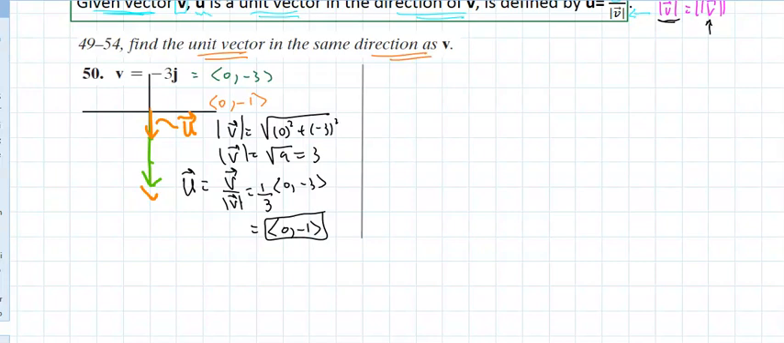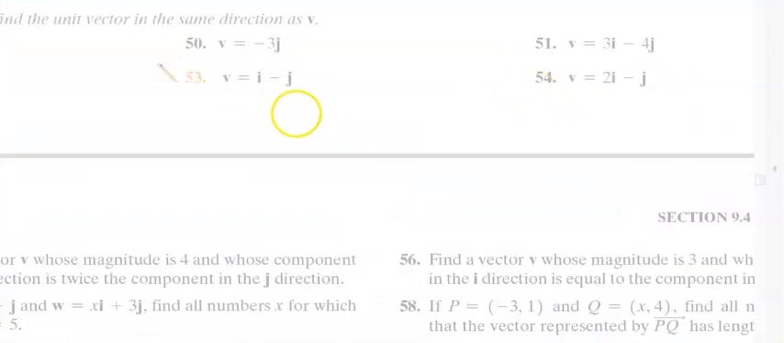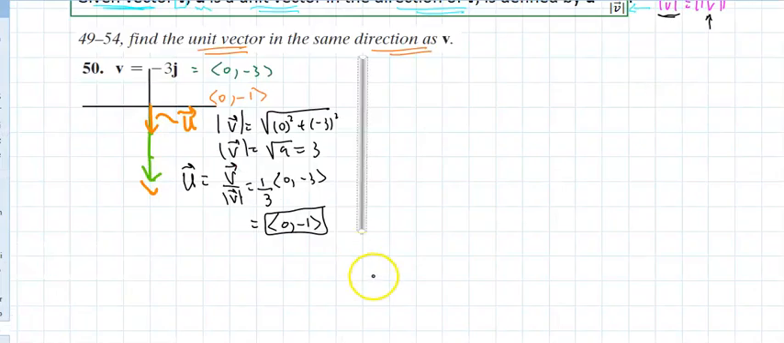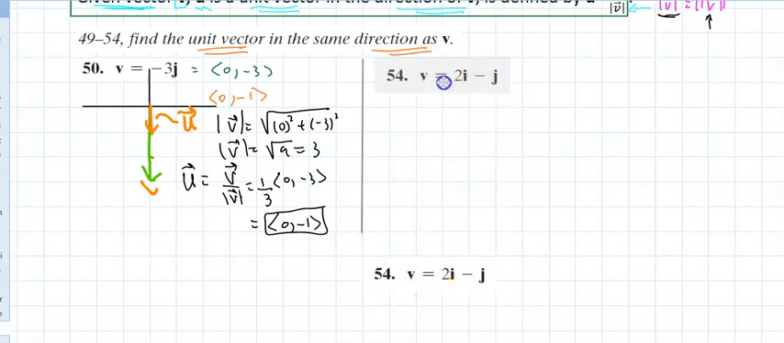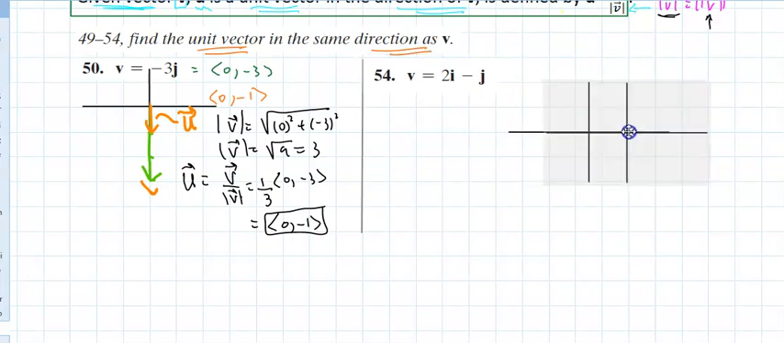I'd like to look at another problem. Let's say we're looking at something like 54. So here, if I really glance at this graphically, well, I know how that goes. I am going to move 2 units to the right and 1 unit down. So here's that vector.